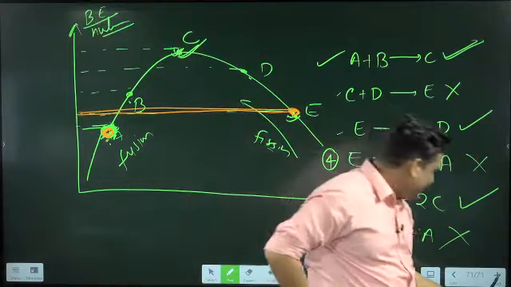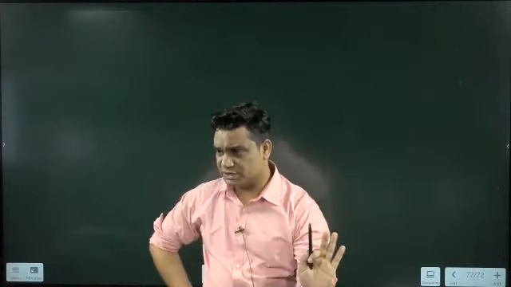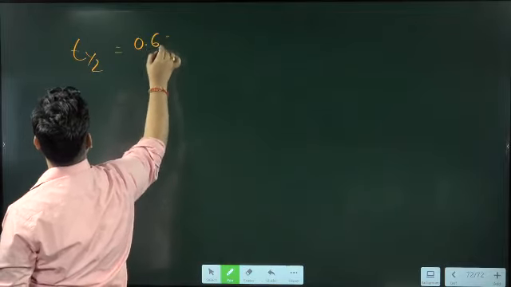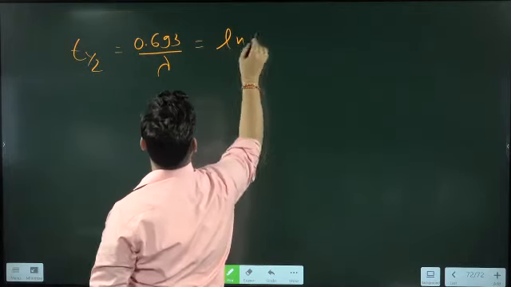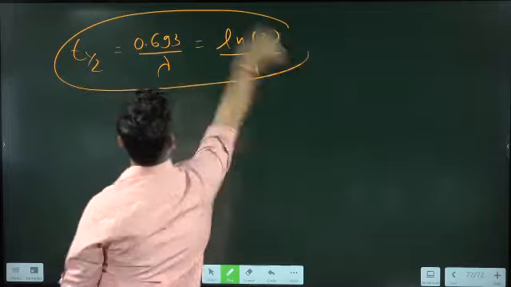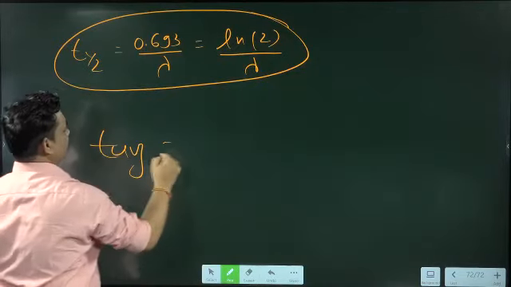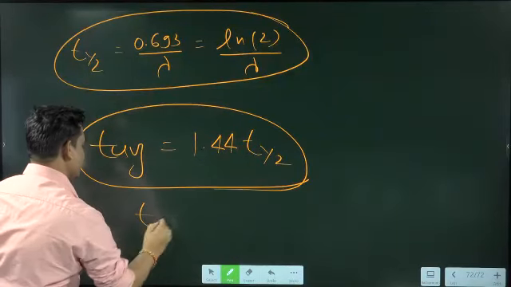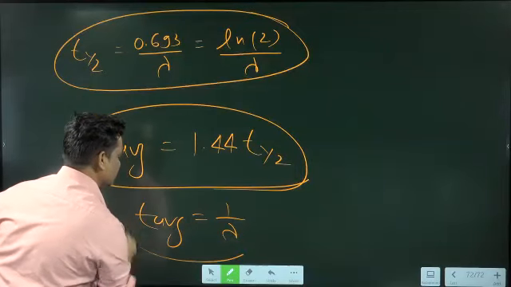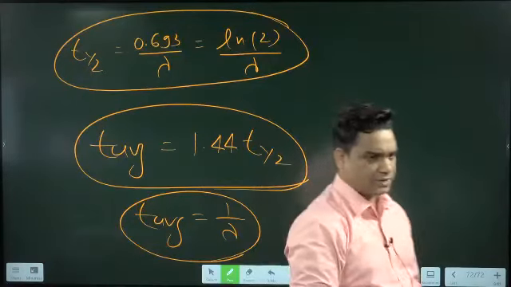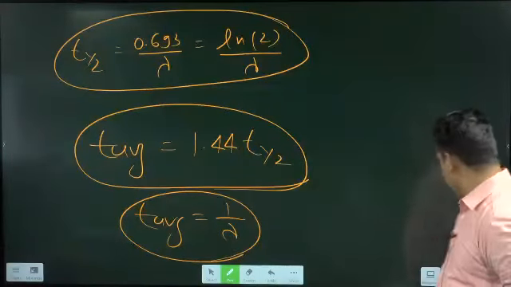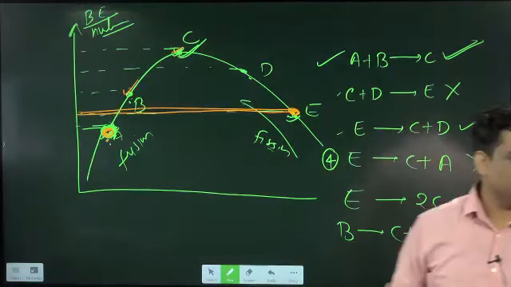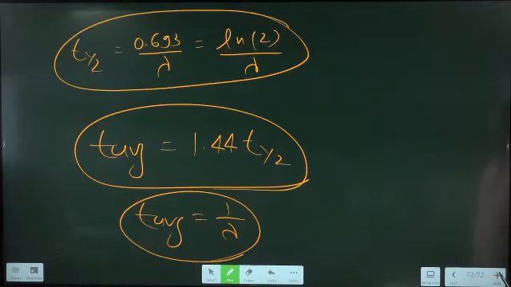Now, the next thing is related to half-life questions in nuclei. The half-life relation is 0.693 by lambda, or we can say ln2 by lambda. This is the formula you have to remember. And T average we can say is 1.44 into T half. These two things we have to remember. T average is also equal to 1 by lambda. Yes, E gives B plus C. Yes, E can give B plus C, that is possible.